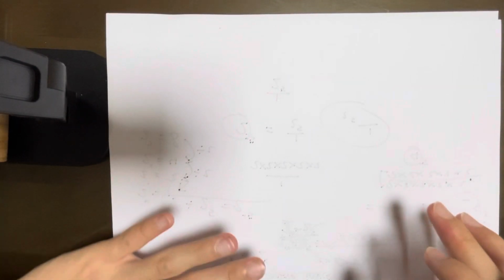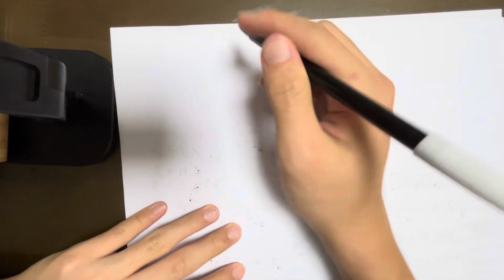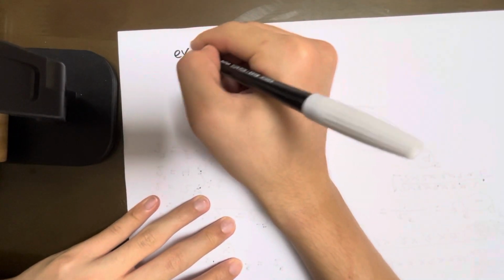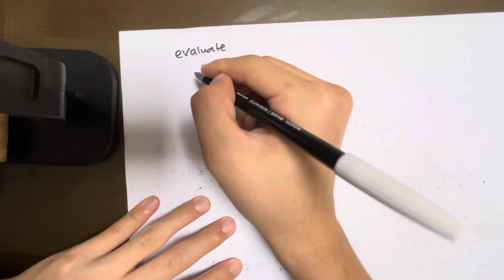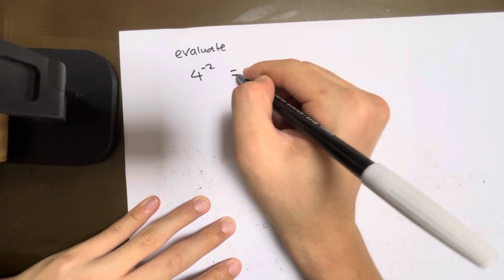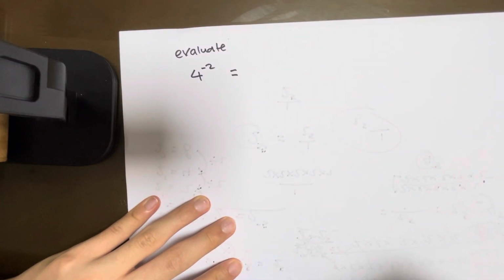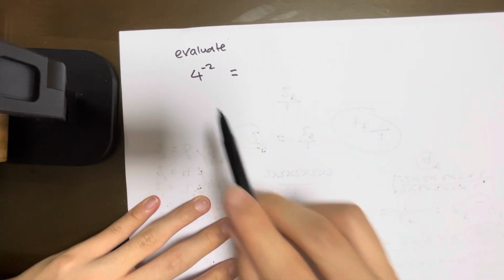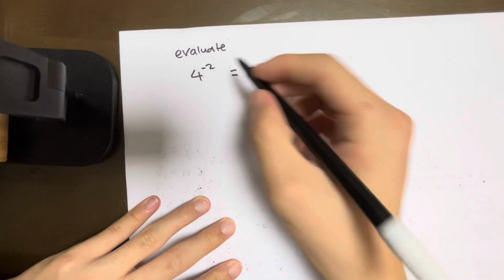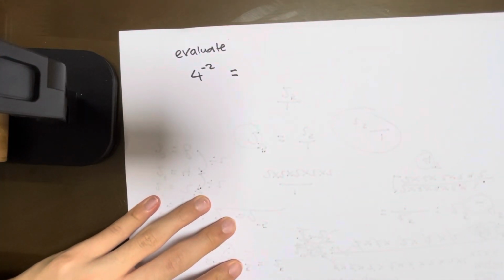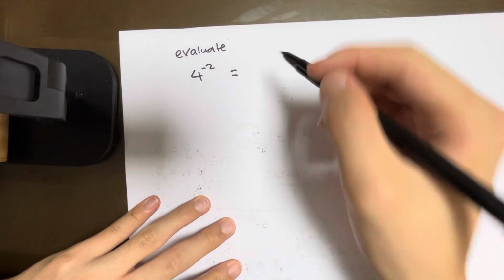Let's take a look at a couple of examples then. Some example questions. You could be asked in your GCSE questions to evaluate 4 to the power of negative 2. What does this evaluate mean? It just basically means turn it into fraction form. So how do we turn this into fraction form? We explained this previously, but I'll just visualize it one more time just so that you guys can understand it fully.